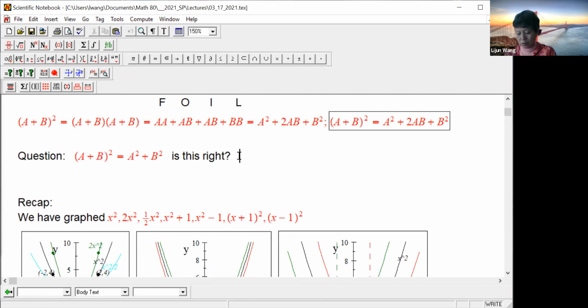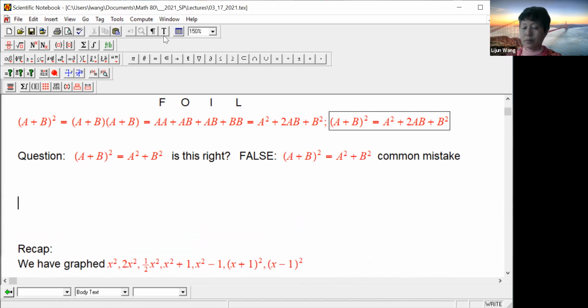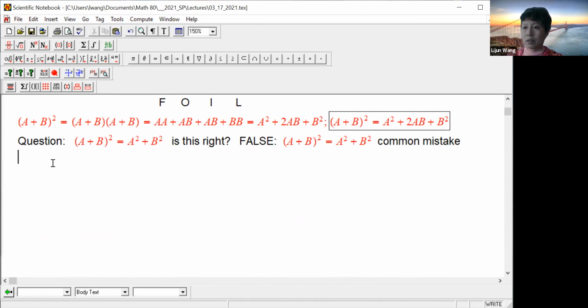And of course we know this is false. This is false. But this is a very common mistake. I saw this mistake in classes at all levels, including calculus classes and so on and so forth. So I want to make a point out of it. Let's see how we apply this formula.